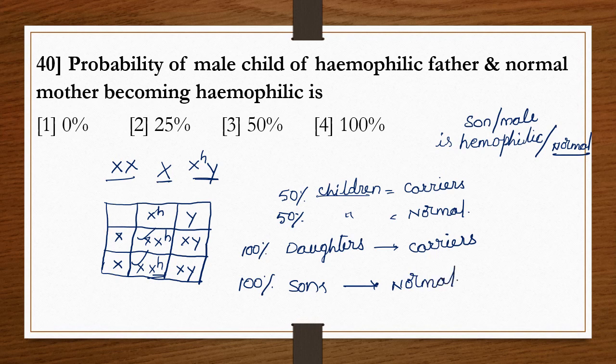It is a simple phenomenon. We need to remember that sex-linked recessive diseases will not transfer from father to son. So a son never gets this sex-linked recessive disorder from the father. If the father is hemophilic, that gene goes to the daughters, not to the son. So the probability is 0% of being hemophilic. The answer is option 1.